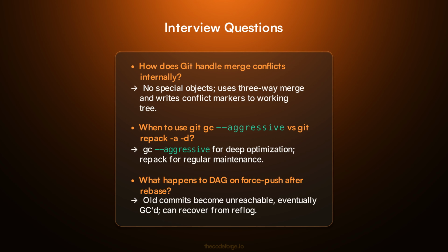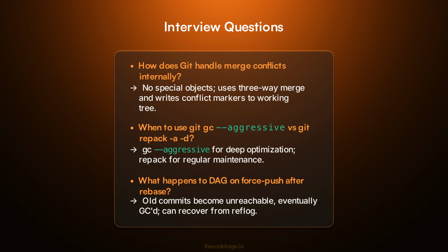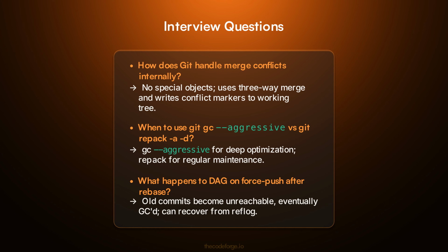Let's run through some common interview questions. How does Git handle merge conflicts internally? No special objects. Uses three-way merge and writes conflict markers to working tree. When to use git gc --aggressive vs git repack, AD. GC aggressive for deep optimization, repack for regular maintenance. What happens to DAG on force-push after rebase? Old commits become unreachable, eventually GC'd, can recover from reflog.